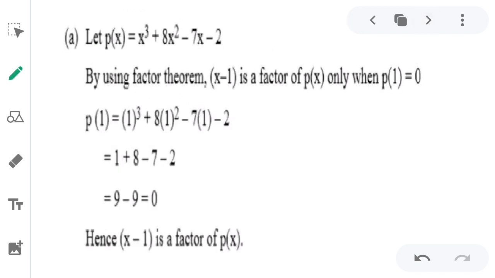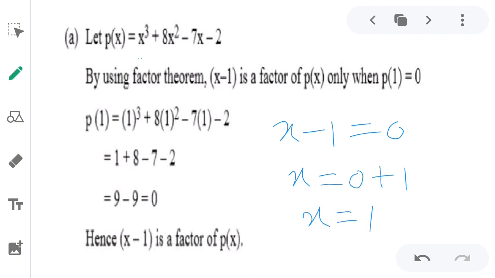See, p of x equal to x cube plus 8x square minus 7x minus 2. By using the factor theorem, x minus 1 is a factor of p of x only if p of 1 equal to 0. How do we know this? x minus 1 should be equated to 0, x equal to 0 plus 1, x equal to 1. So we have to replace x in p of x with 1, that is p of 1 equal to 0. This x minus 1 is a factor only if p of 1 equal to 0.